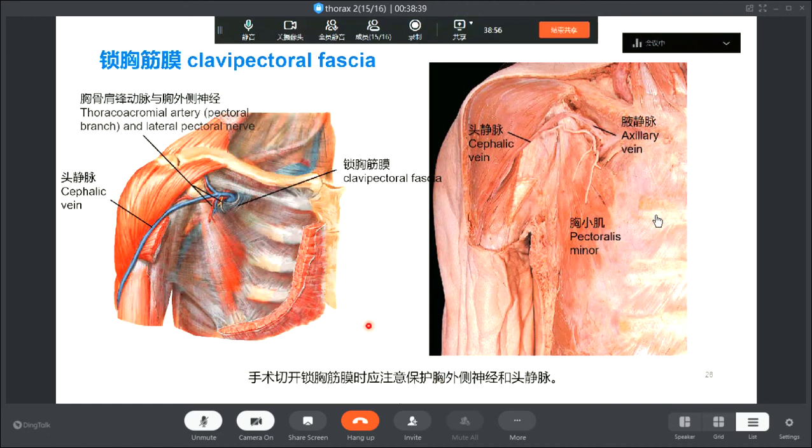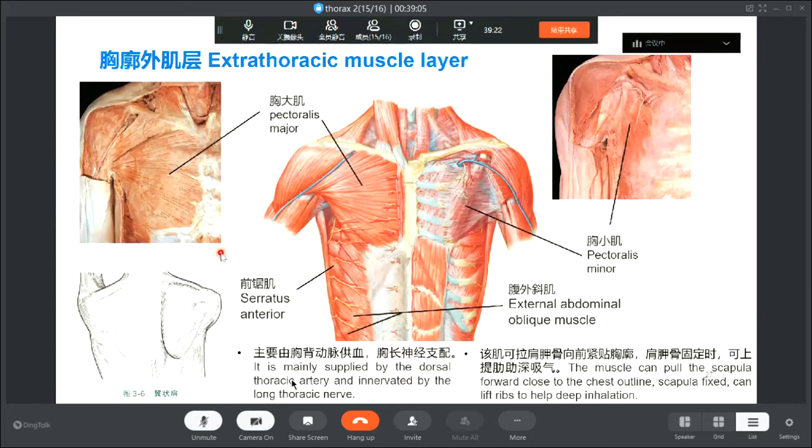Okay, so in these two pictures we can see the pectoral muscles. In this picture this is the pectoralis major, and this is the pectoralis minor. Do you see it? All right.